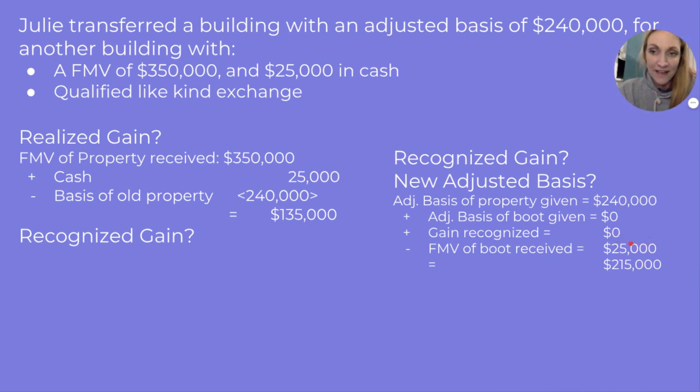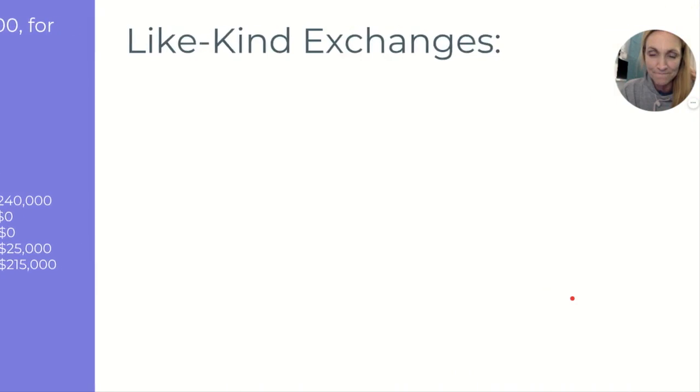So that's a mistake I made here. This should be gain recognized. Remember, I just said this is $25,000. Interesting, I didn't write it out there, and that's how I missed it. So it should be 240 plus 25 gain recognized minus 25 fair market value of boot received equals 215,000.